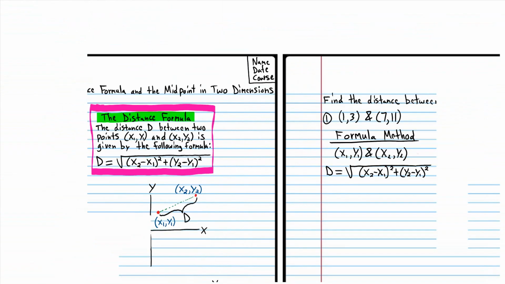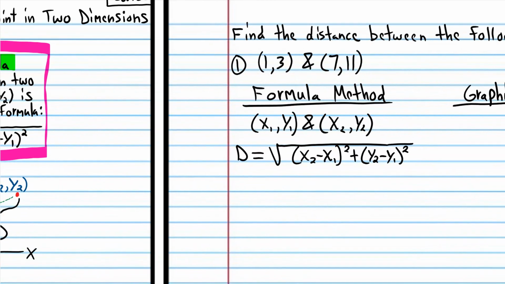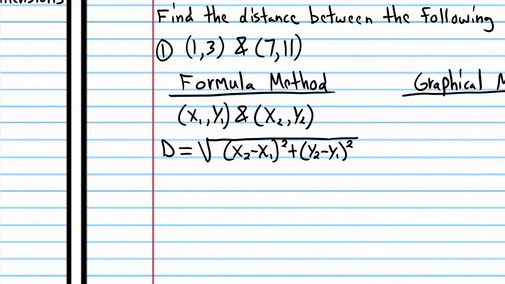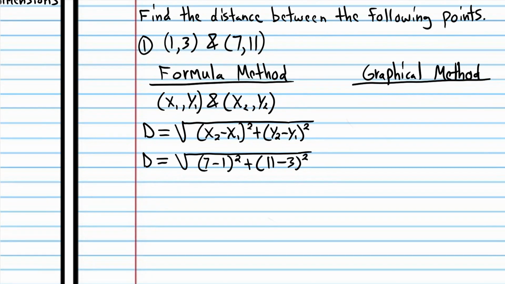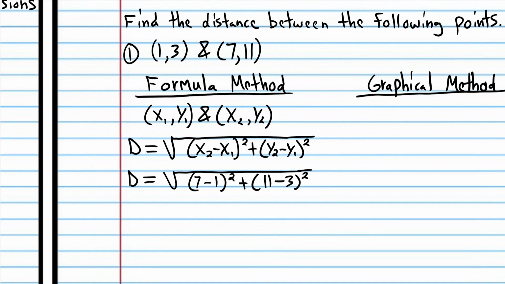So that's that distance formula that we saw over there. And now all we're going to do is just plug in numbers. So x2 is 7, x1 is 1, and y2 is 11, and y1 is 3. And now all we have to do is just calculate this expression. We just have to simplify it, and we'll be done.